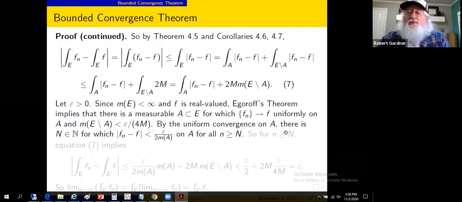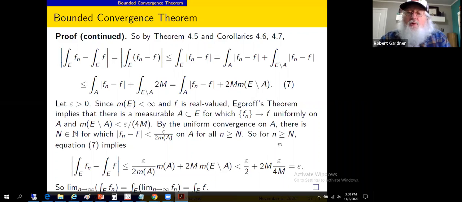The uniform convergence on set A says I can make the absolute value of f sub n minus f as small as I want throughout set A by making n sufficiently large. That's the definition of uniform convergence. How little do you want to make it? Let's make it epsilon over the measure of A. We'll do some monotonicity stuff, and there we'll go. So this is also an epsilon over 2 related to what's going on here. Definition of uniform convergence: there's our arbitrarily small number.